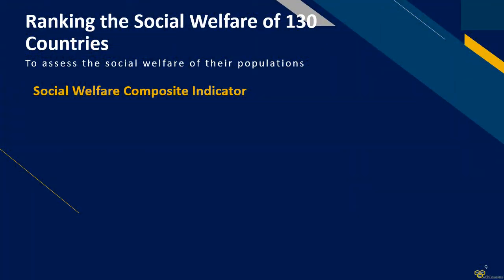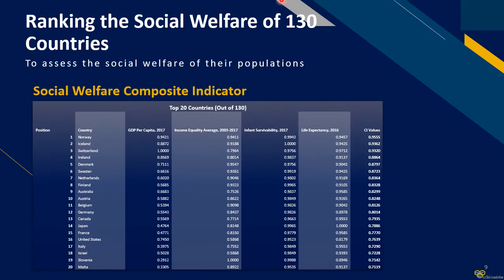To illustrate the composite ranking application, we analyze data from 130 countries available in July 2019 to assess their population's social welfare. 4 indicators were utilized in the construction of the social welfare composite indicator. The 2017 Gross Domestic Product, or GDP per capita, from the World Bank. The average value of income inequality index from 2003 to 2017, published by the World Bank, transformed into an income equality index.